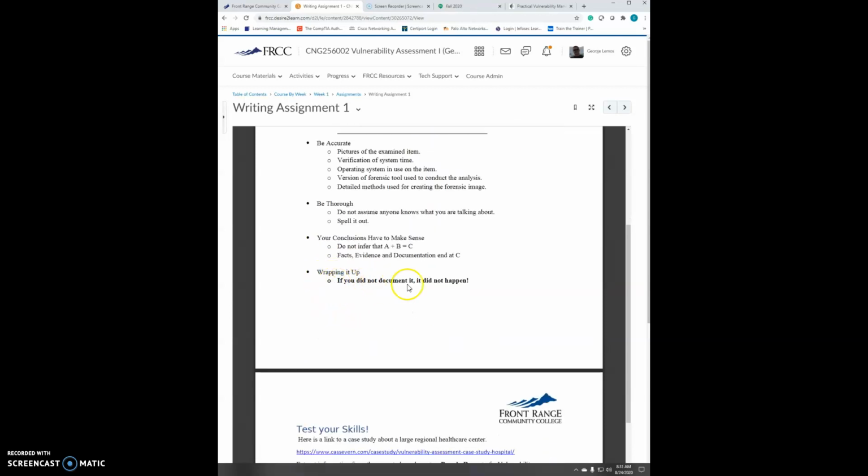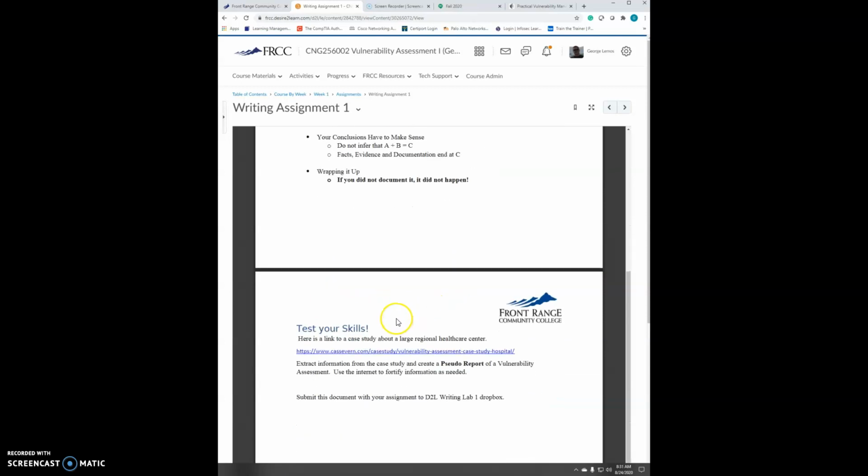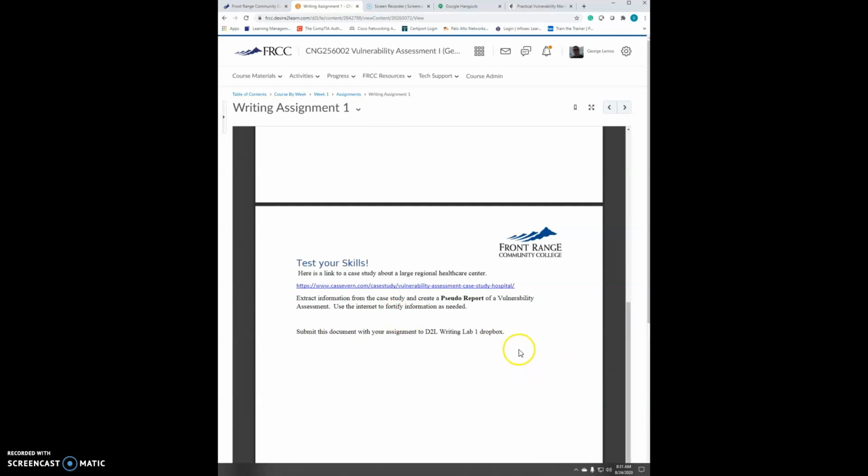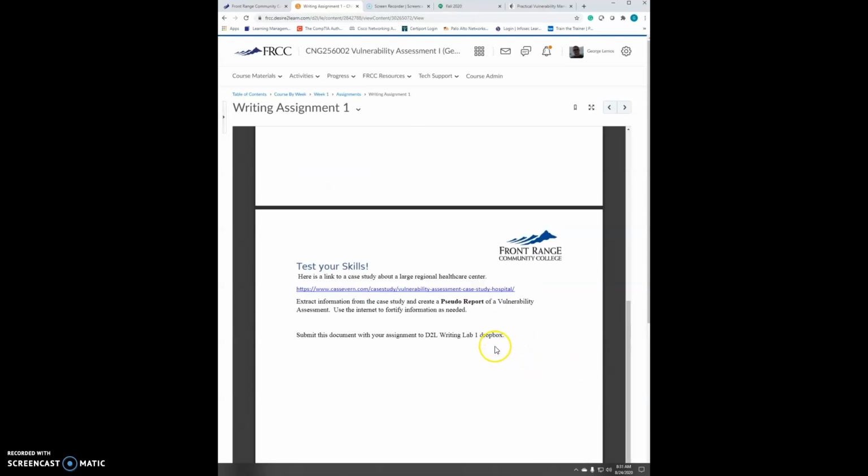If you did not document the incident, it did not happen. So if you miss one thing, there's no way in court you can bring it up. And then here we go. You write a pseudo report here on this case study that I provided.